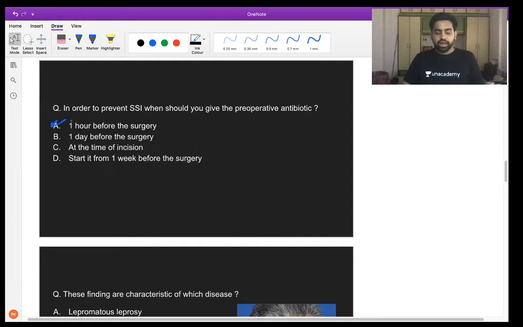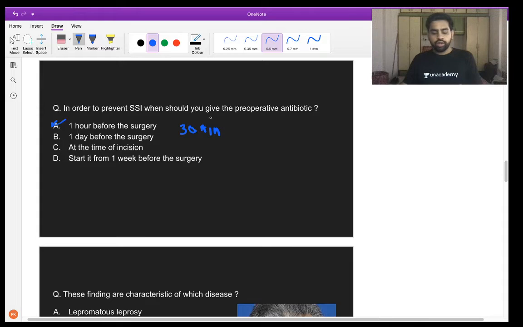So please understand, different sources give different time duration, but it is usually started 1 hour to 30 minutes before the surgery. So whatever is given in your option, you can choose that. So 1 hour before the surgery to 30 minutes before the surgery, whatever is given in the option, you can choose that. Now Sindhuja, no, it is not B. It is not 1 day before the surgery. You don't start it 1 day before the surgery. You start it 1 hour to 30 minutes before the surgery.